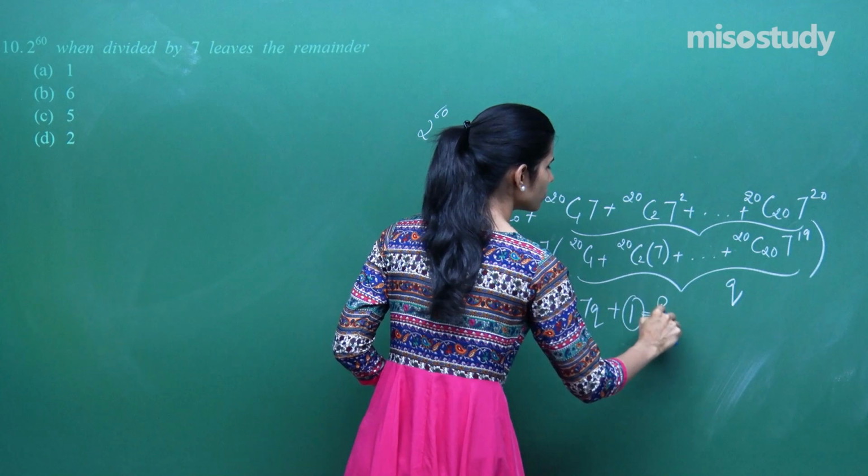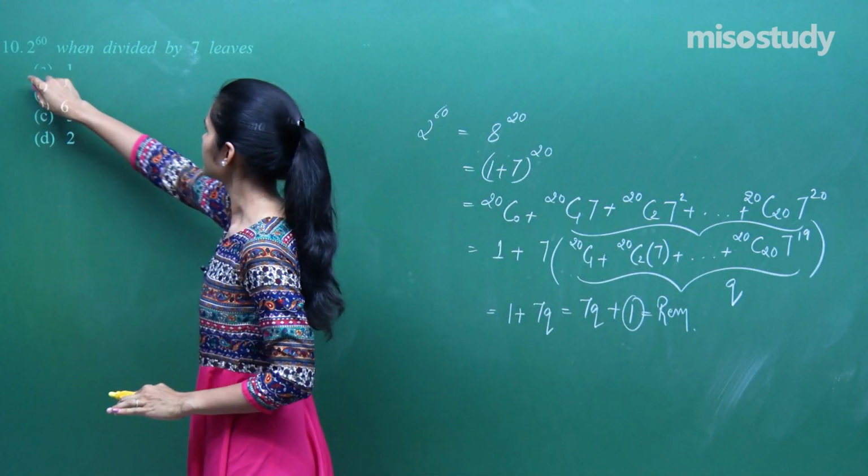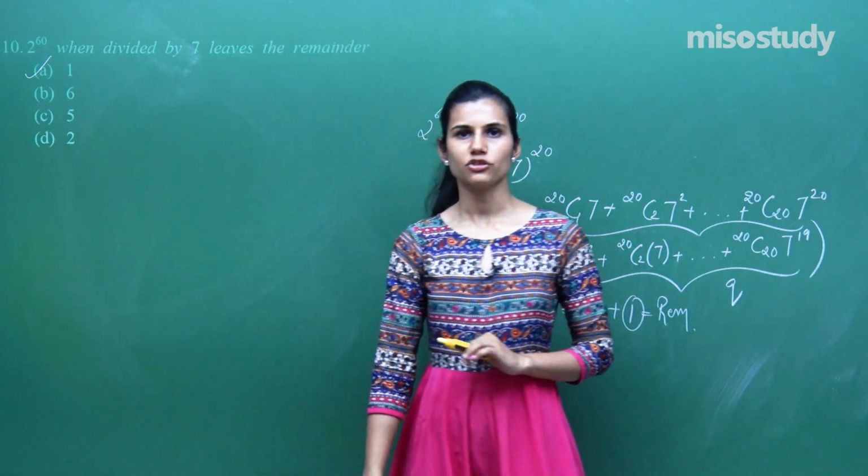So 1 happens to be my remainder when 2 to the power 60 is divided by 7. So the answer is 1, and that brings me to the end of the discussion of the questions.